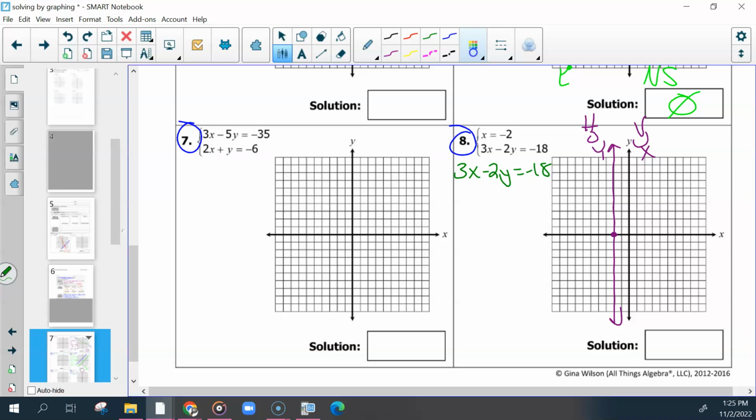And then we would need to solve this equation. Move x, the x term to the other side. And divide everything by -2. So y equals +3/2 x plus 9.